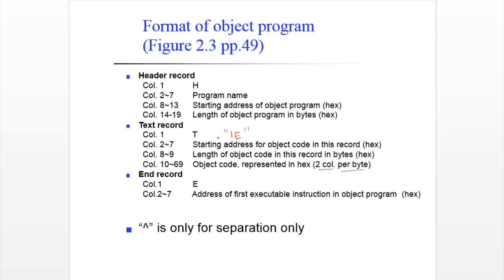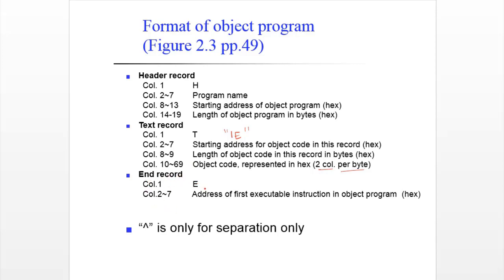So for each text record, it is mandatory to include the length of the object code in that particular record, and it is measured in bytes. And finally, we will write the actual object code itself. Okay, and the last record type of the object program is going to be the end record.